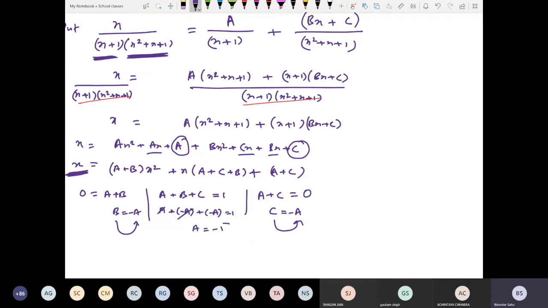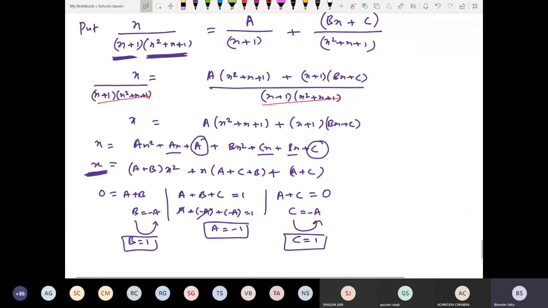So a equals to minus 1. A is minus 1, put it here, b is plus 1 and c is also plus 1. Okay, now what we can do here? Yes students, what we can do? We can substitute here. This is number 1.